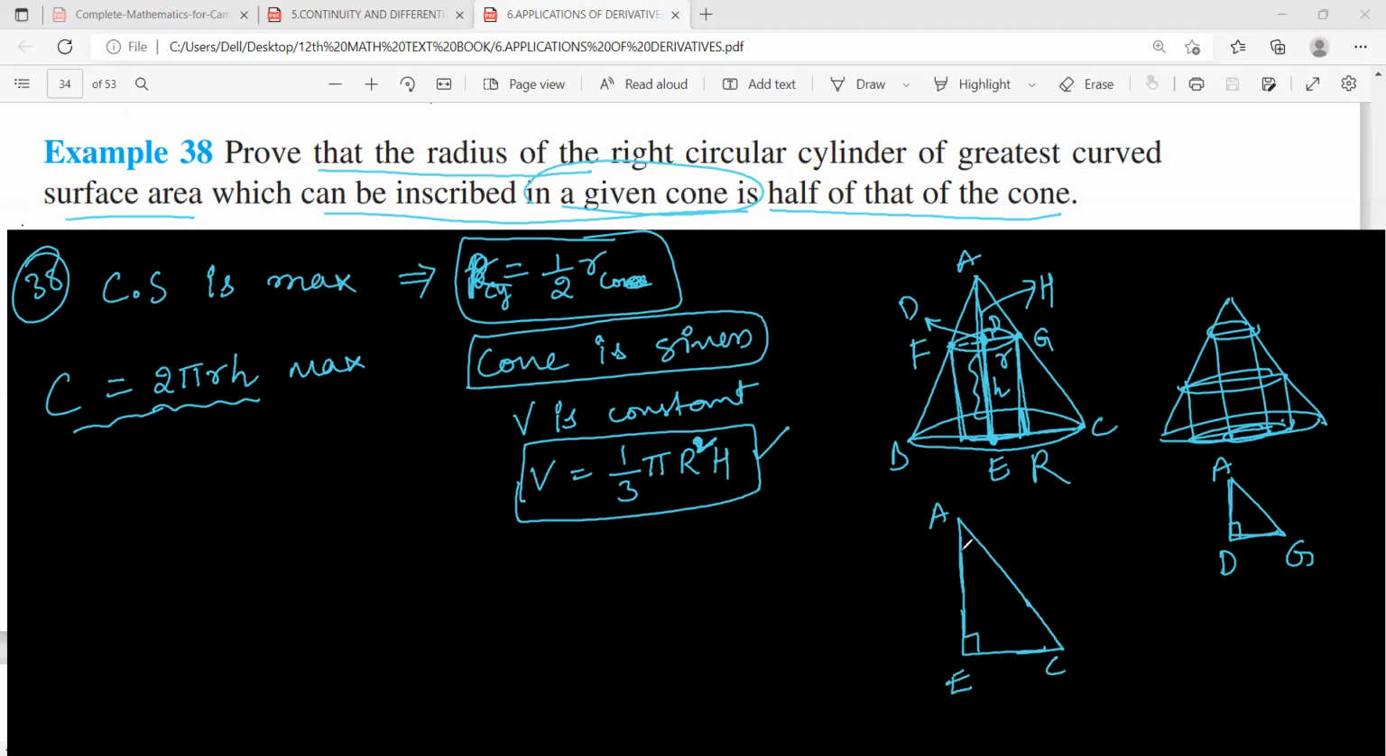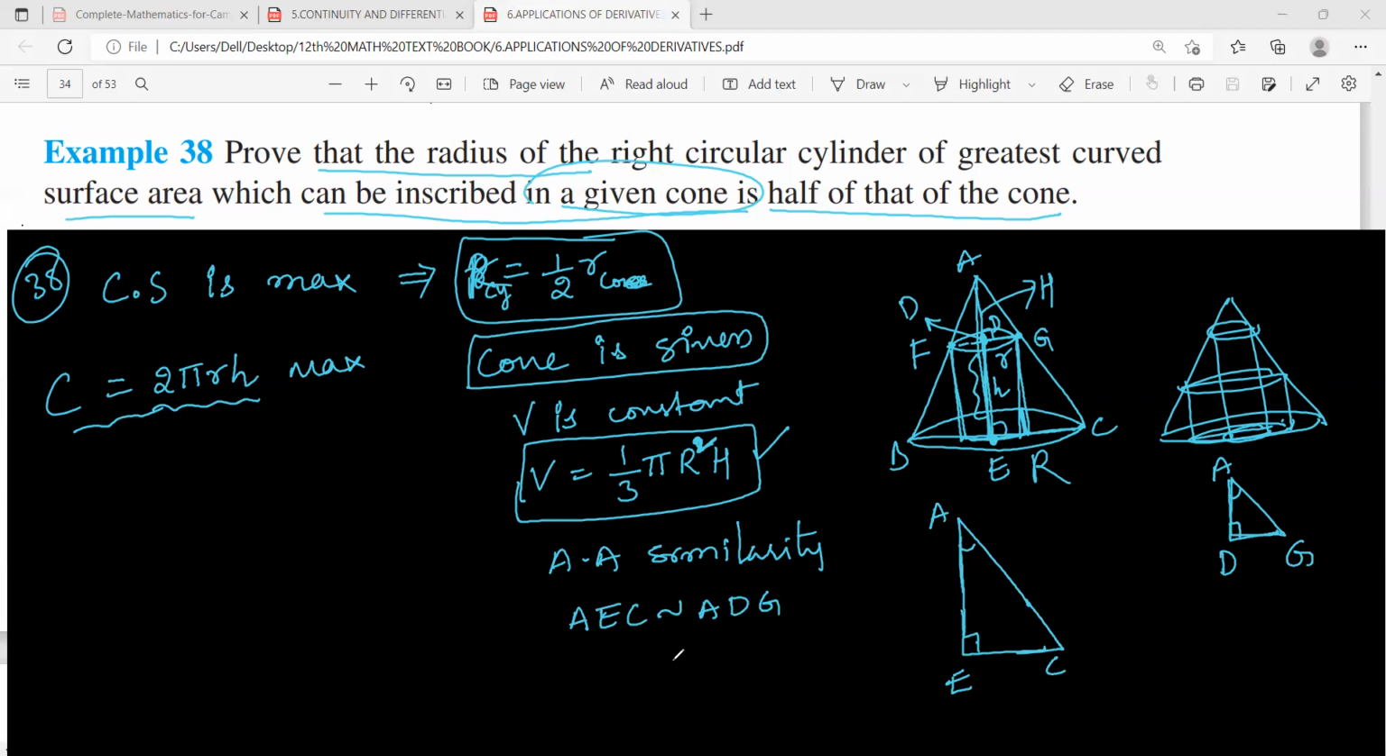These are similar because this vertical angle is the same, and this is also 90 degrees. Therefore, by AA similarity. Yes, sir. That is the reason this is an important question. You have to get to this point. So by AA similarity, AEC is similar to ADG.